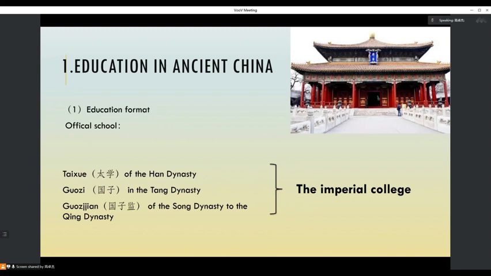This is the official school. But if you go to some city, you can see some temples, and the temple is the school. Look at here, there are two Chinese characters on the board.